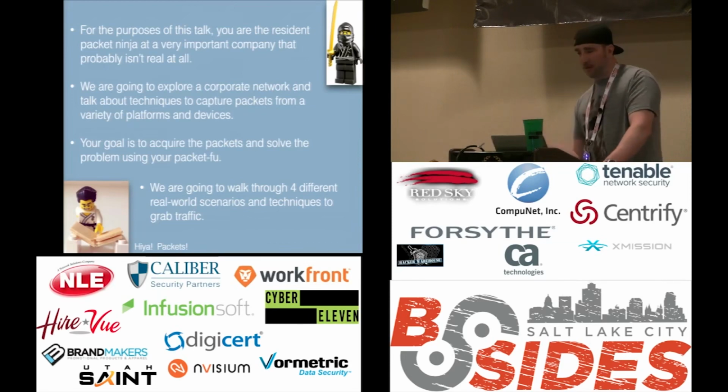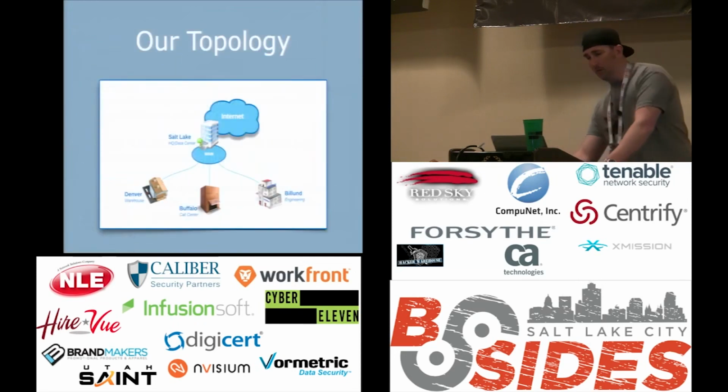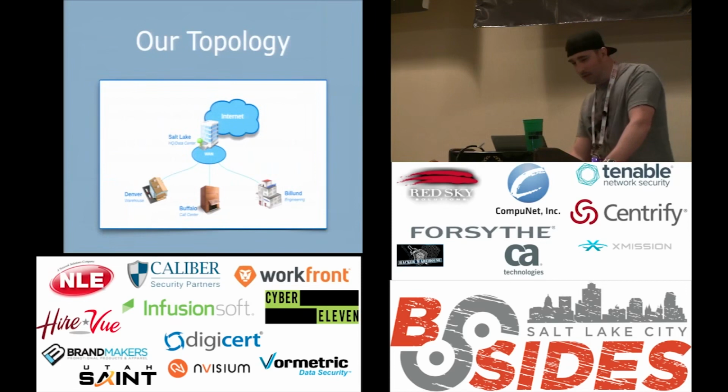So we're going to go through 4 different scenarios. Here is our topology. We've got 3 branch offices, a corporate network, and kind of a headquarters, and connected up to the internet.